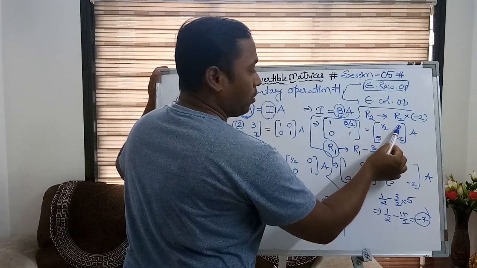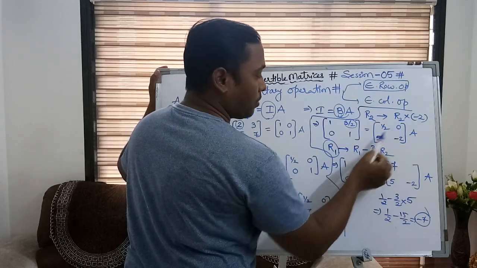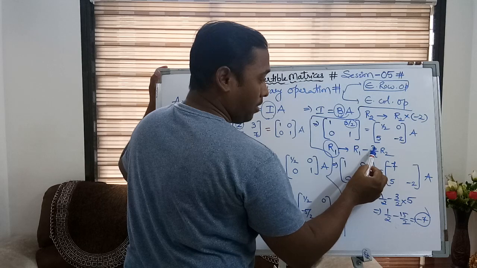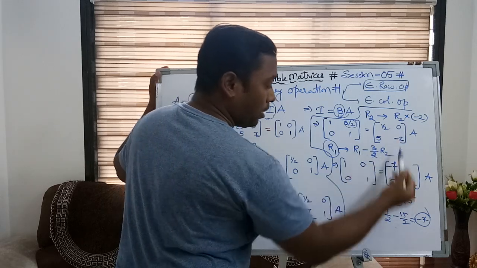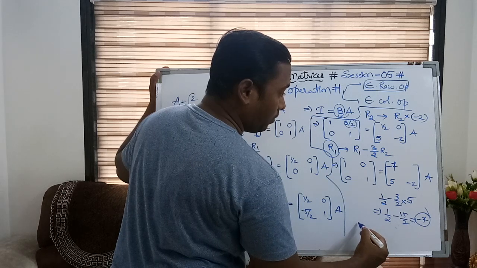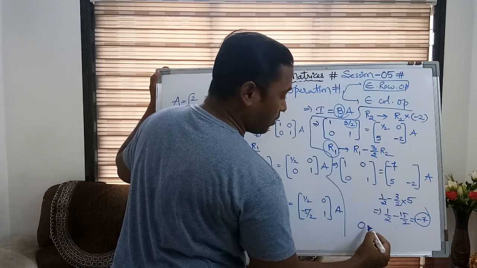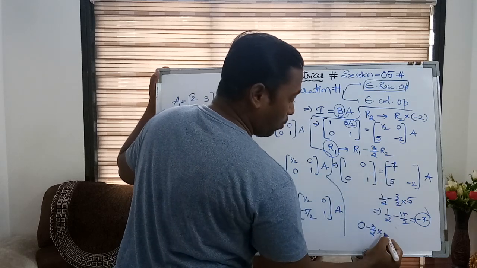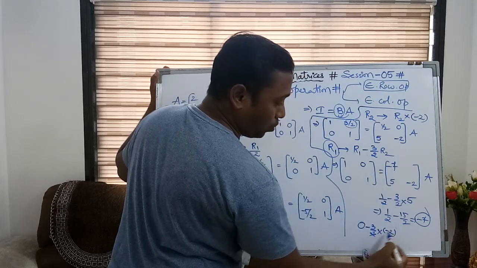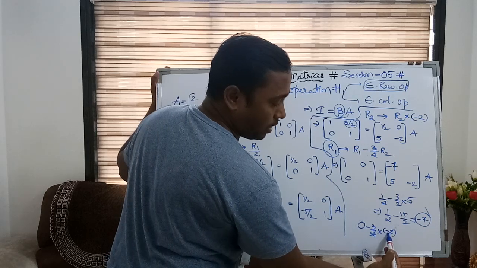Then similarly, if I do the same operation here for this step, 0 minus 3/2 times of R2. तो मैं यहाँ रफ कैलकुलेशन कर रहा हूँ from the same step. R1 means 0 minus 3/2 times of the R2 element, that is minus 2. So the 2 gets cancelled, minus into minus is plus, so 3.